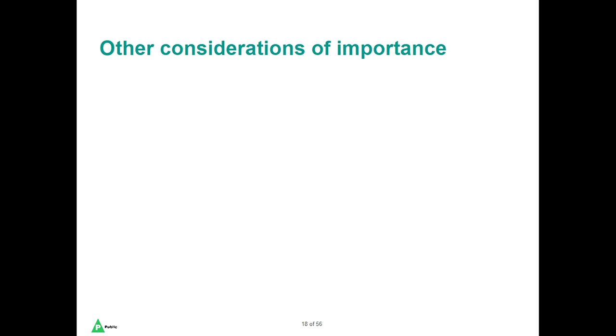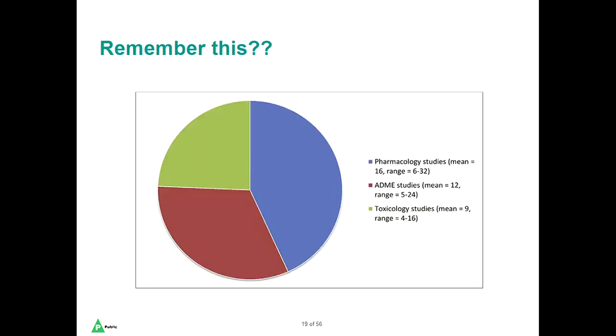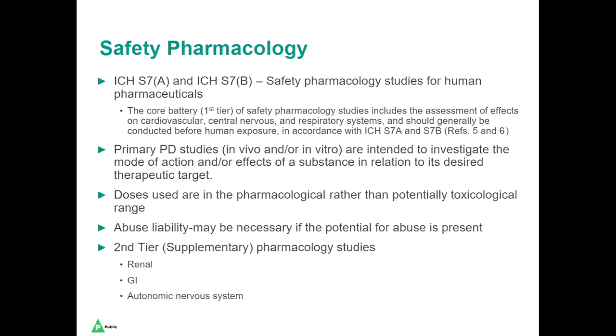So remember this and that big blue area. So again, there's some guidances on safety pharmacology, specifically S7 A and B. And there's two tiers of safety pharmacology studies that are considered to be important. First tier is looking at your cardiovascular system, your respiratory system, and your neurologic system. Those are required before you ever enter into humans.